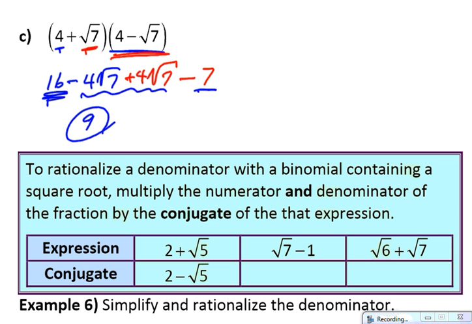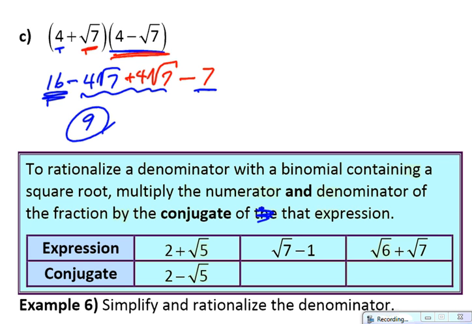And you see that. And the nice thing about conjugates is that when you multiply conjugates, you lose that radical. All of a sudden, you just have a nice, pretty 9 for your answer, which is often a goal. All right, so here, green box, to rationalize the denominator with a binomial containing a square root, multiply the numerator and denominator of the fraction by the conjugate of that expression. So first, let's talk about conjugates.